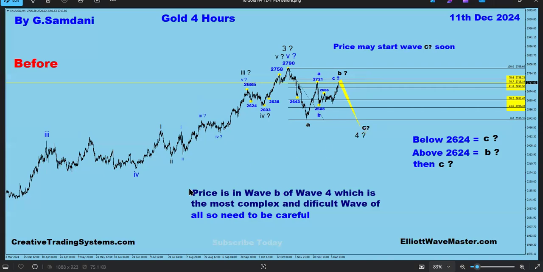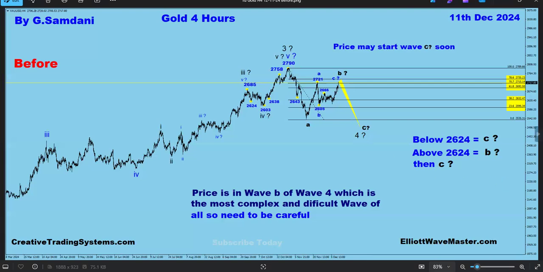So what happened? And then I wrote something else here, and this is very important, right? Price is in wave B of wave 4, which is the most complex and difficult wave of all. So need to be careful. Wave 4, the whole thing is usually very complex and very difficult, right? And you can clearly see what I mean.